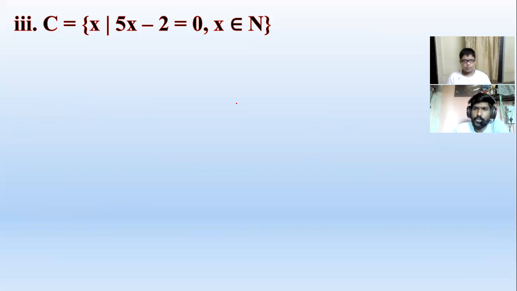Yes, sir. Can you solve this equation? 5x minus 2 is equal to 0. Yes, sir. Okay, right? Should I write here, sir? Yeah, write it. Solve it and tell me the value of x.